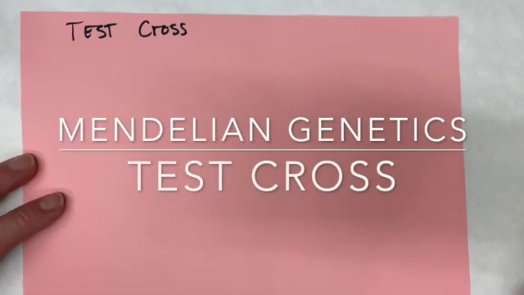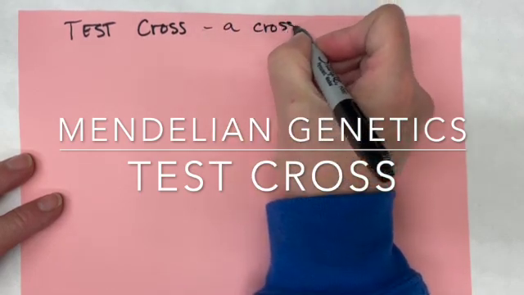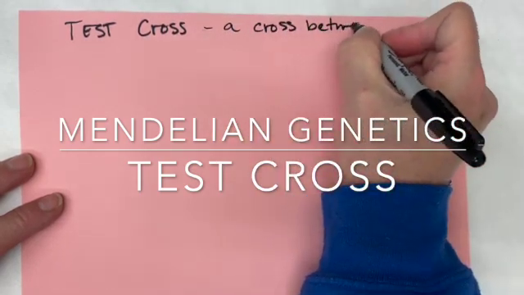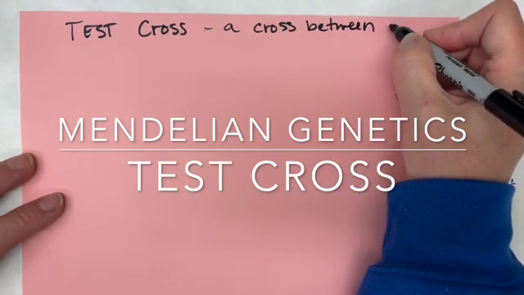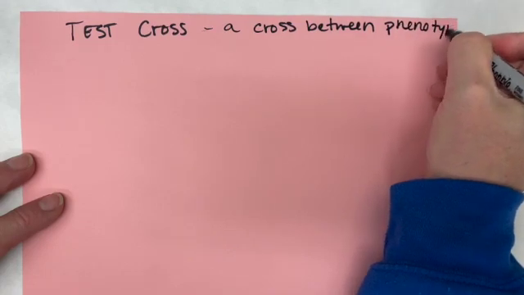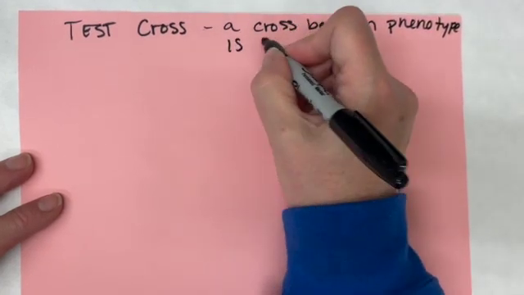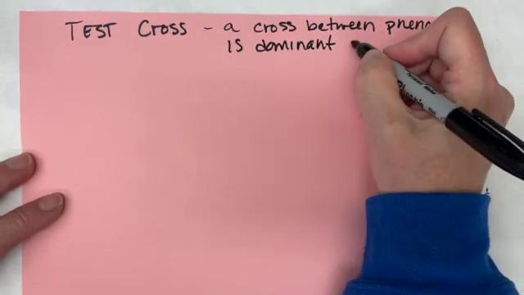Hello and welcome to a quick tutorial on how to do a test cross in genetics. A test cross is defined as a cross between two individuals, one of which shows the dominant phenotype, and the other is recessive.